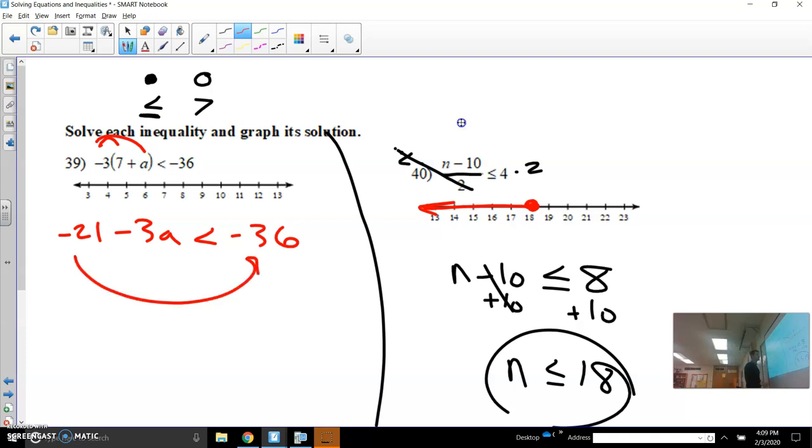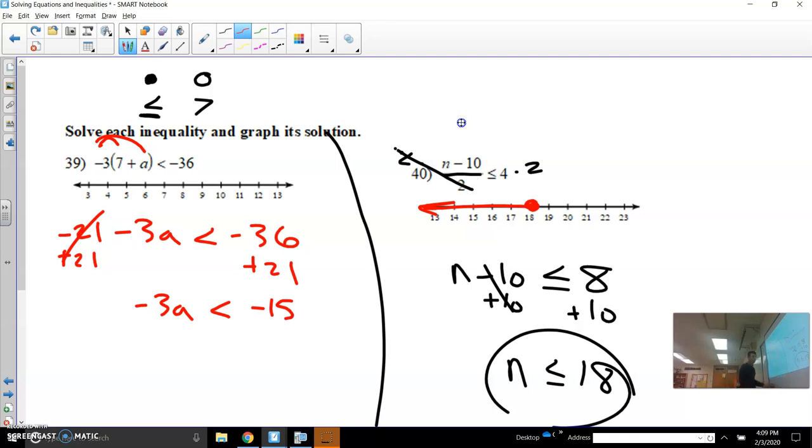These are like terms, and I want to get a by itself. So if you're going to move one of these numbers, let's move 21. I'm adding 21 from the left side to the right side. -3a less than -36 plus 21, that is -15.